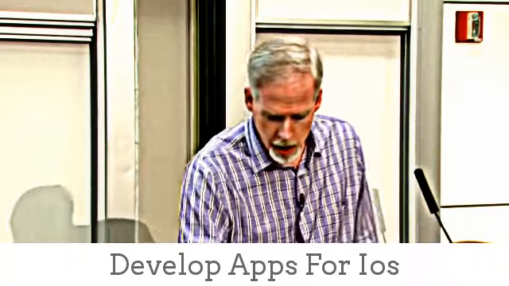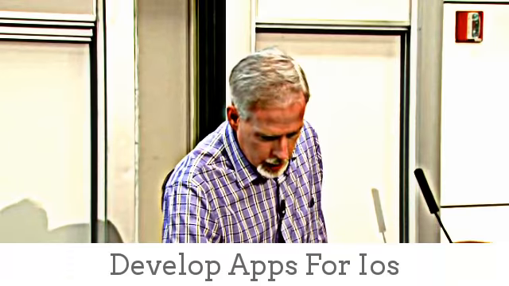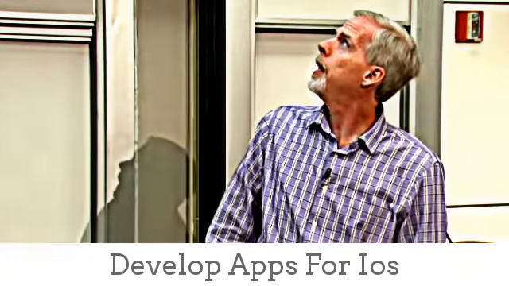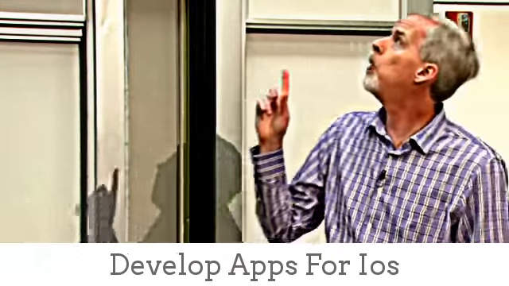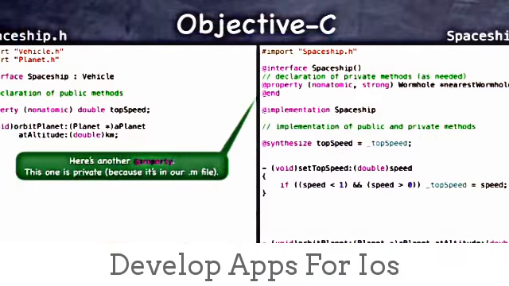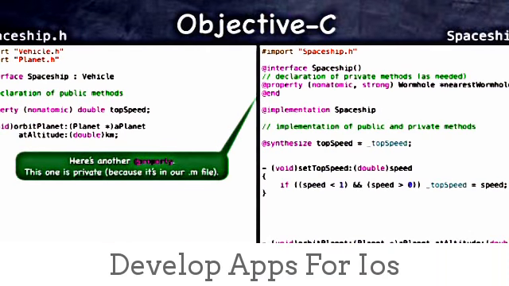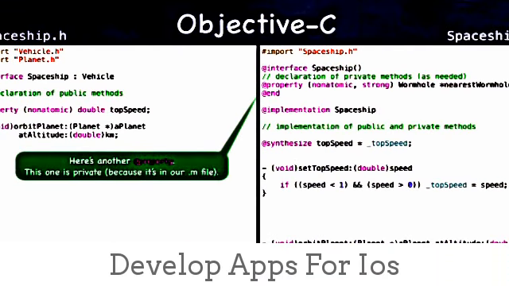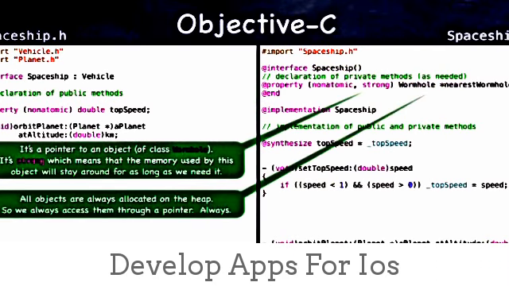synthesize? Okay, so here's another property. This property is a pointer to an object. I've got a nearest wormhole here. So wormhole is a class, and notice that next to the nonatomic, there's another thing there, which is strong. So one thing about objects, pointers to objects, we have to manage their memory, right?